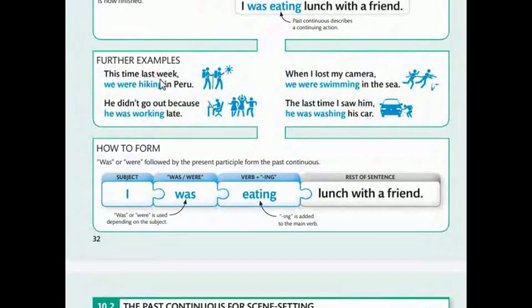Examples. This time last week we were hiking in Peru. He didn't go out because he was working late. When I lost my camera, we were swimming in the sea. The last time I saw him, he was washing his car. How to form: was or were followed by the present participle forms the past continuous. Subject, I was eating. Was or were is used depending on the subject. ing is added to the main verb. I was eating lunch with my friend.